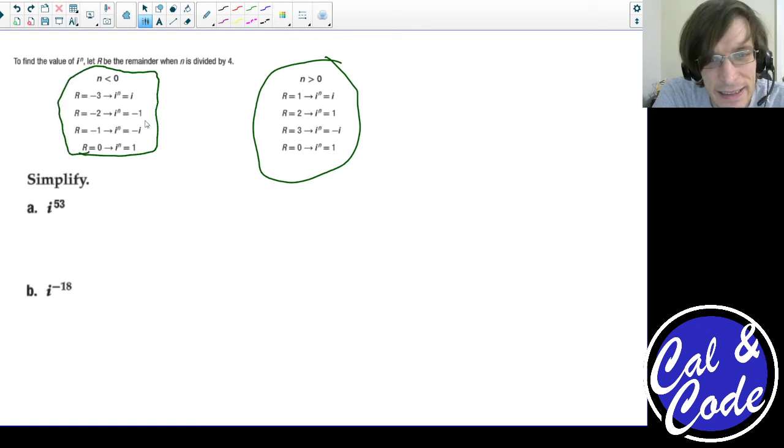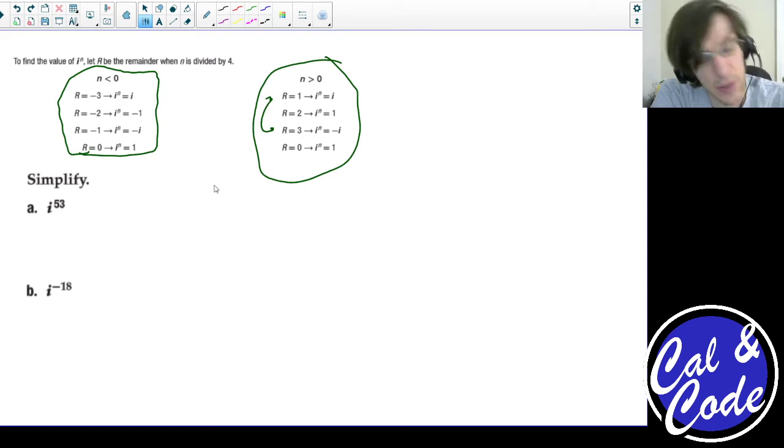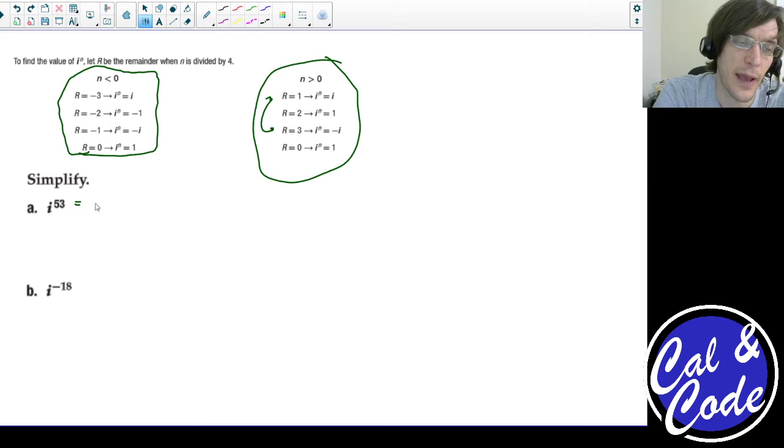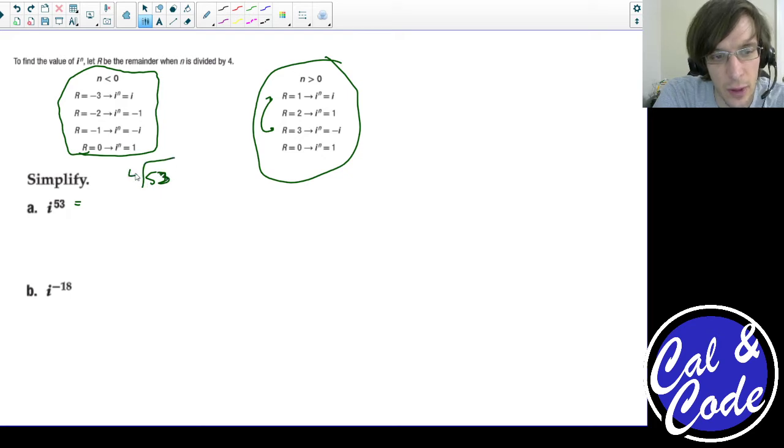It is slightly different. Notice there's a little change between the 1 and the 3, okay? But the rest of it remains the same. So if we wanted to simplify i to the 53rd power, one way we could think about it is what 53 divided by 4 is. If I take 53 and divide it by 4, you end up with 13, remainder 1. And a remainder of 1 tells me that my simplification is just i.